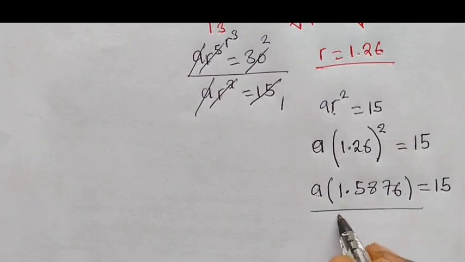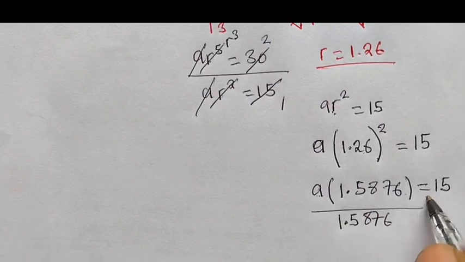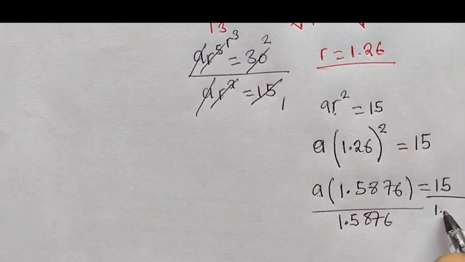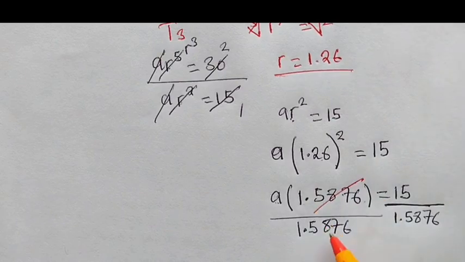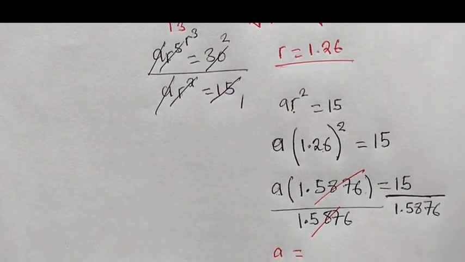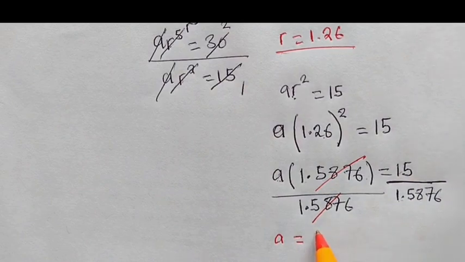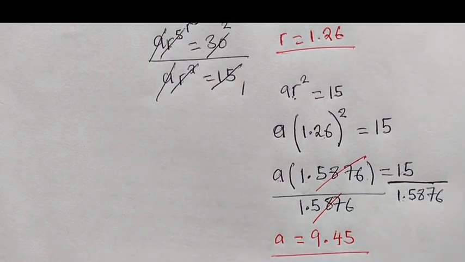So just now divide, because we want the value of this a, so we don't need this value. So we are going to divide both sides by 1.5876. Okay, we divide by the same value, 1.5876. All right, so we just cancel this and this, then we say a equal to 15 divided by 1.5876, and we'll get, I'll round it off to 3 significant figures, 9.45, okay, as our first term.